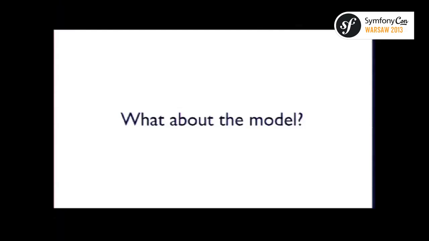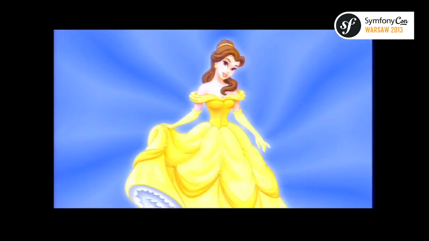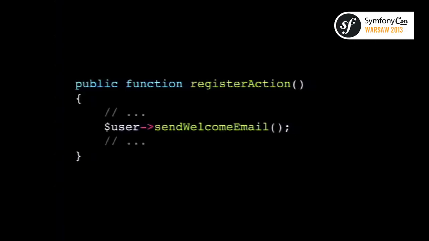Coming back to the idea of a princess, this is totally tongue-in-cheek, but the model is actually a mapping layer as well. Say we have an action here, register action, user send welcome email. This is problematic because in the world of Doctrine, we have these model objects that hold state. But if you actually want to do something in the world of Symfony, you're going to need dependencies.